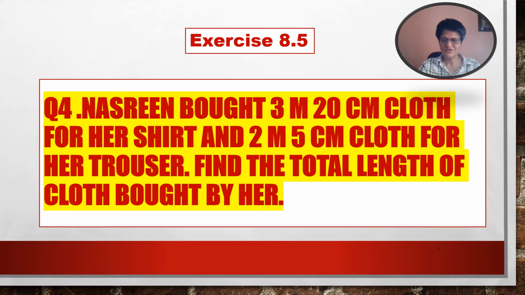So children, the first question that I've taken here is from exercise 8.5 and it's question number 4. So let me read the question for you. It says Narseen bought 3 meters and 20 centimeter cloth for her shirt and 2 meters 5 centimeter cloth for her trouser. Find the total length of the cloth bought by her.